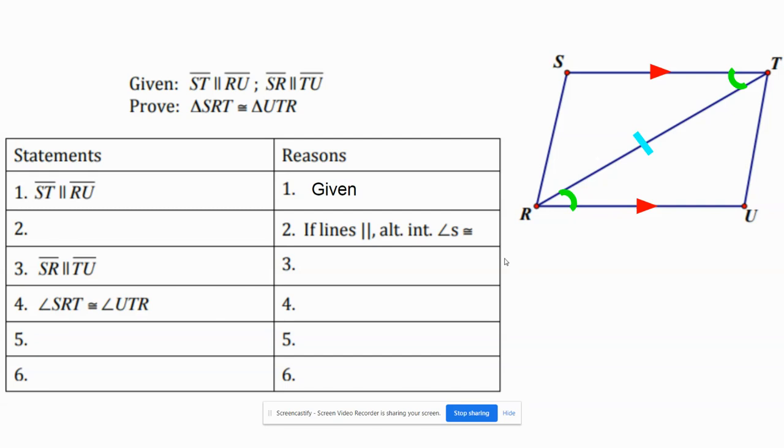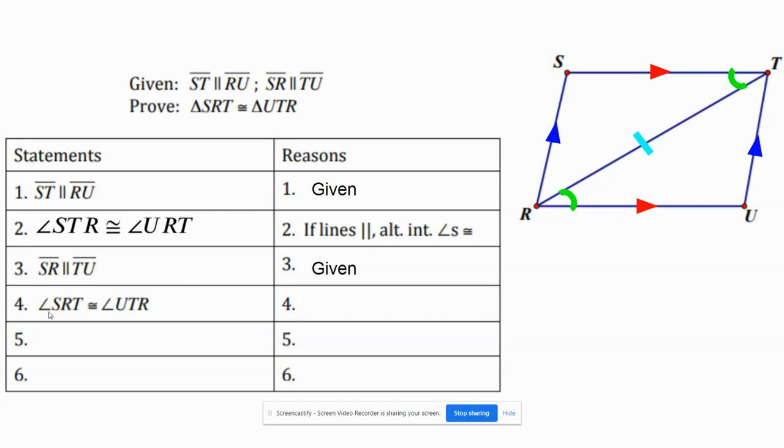So now I have to make sure I name them correctly. I'm starting here to get this angle down here by R. It would be TRU and RTS, or STR and URT. As long as you're doing them in the same order, you'll be fine. All right. So now I see that SR is parallel to TU on my statement. I know that because it's been given.